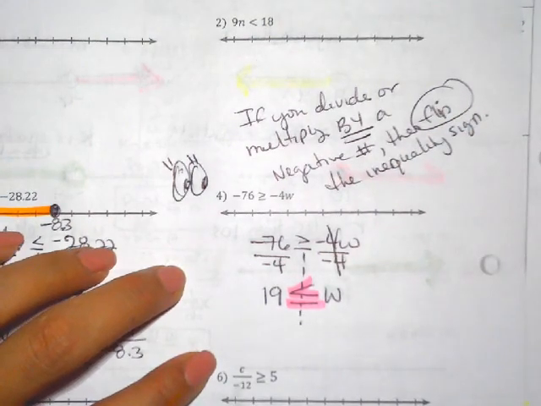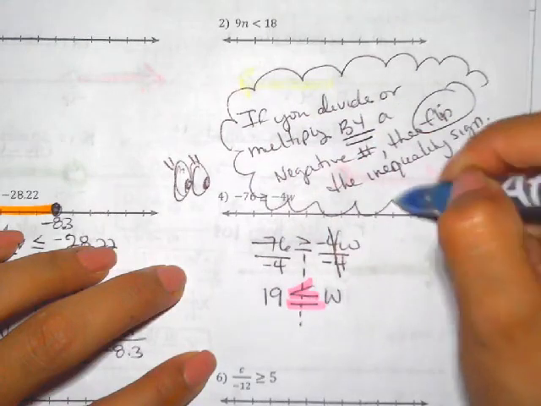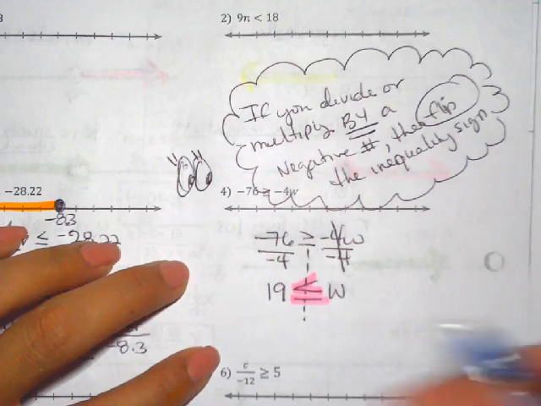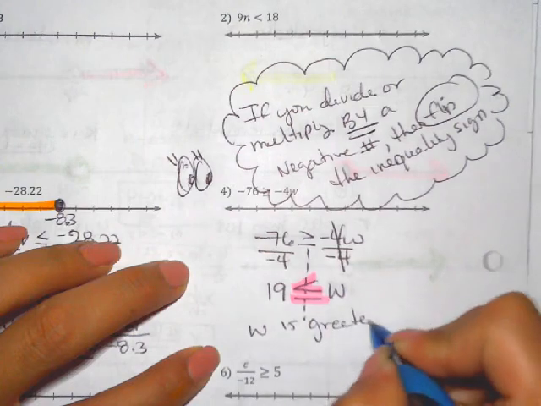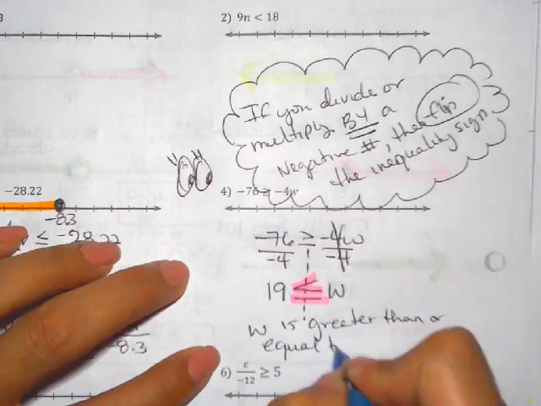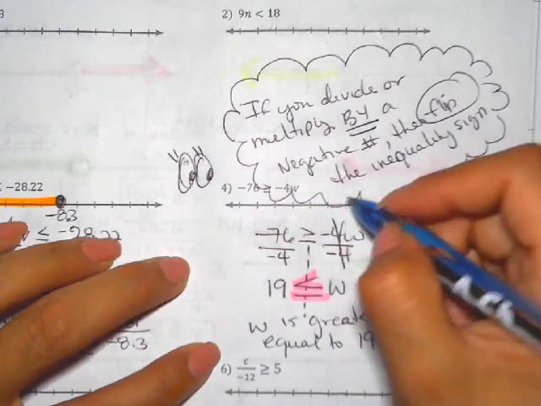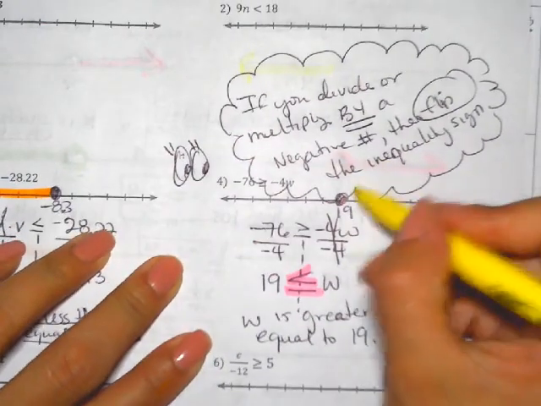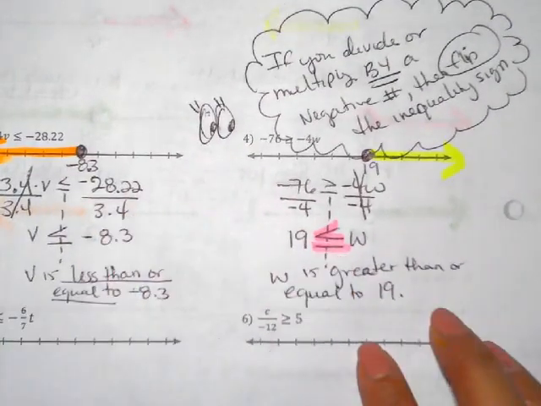If you divide by a negative number or multiply by a negative number, you have to flip the sign. So w is greater than, because the sign flipped, or equal to 19. That's going to be a closed circle, and greater than shades to the right. Why do we not flip the sign on number 3?